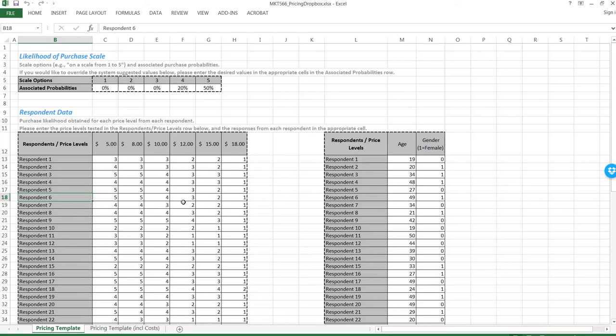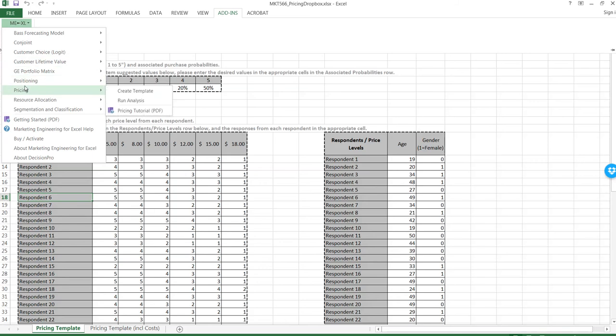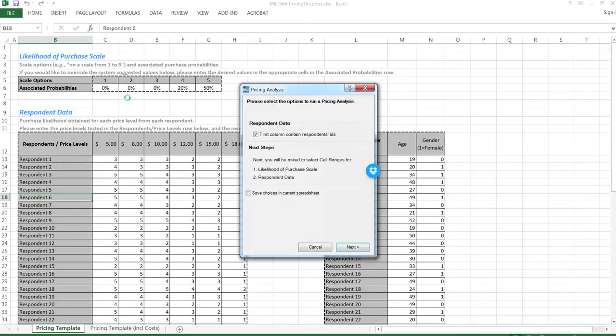With your data loaded, you want to, as usual, go to Add-ins, MEXL, but this time select Pricing and Run Analysis. In the first dialog box, we'll ask you whether you want to include the first column as respondents' IDs. Click Yes.